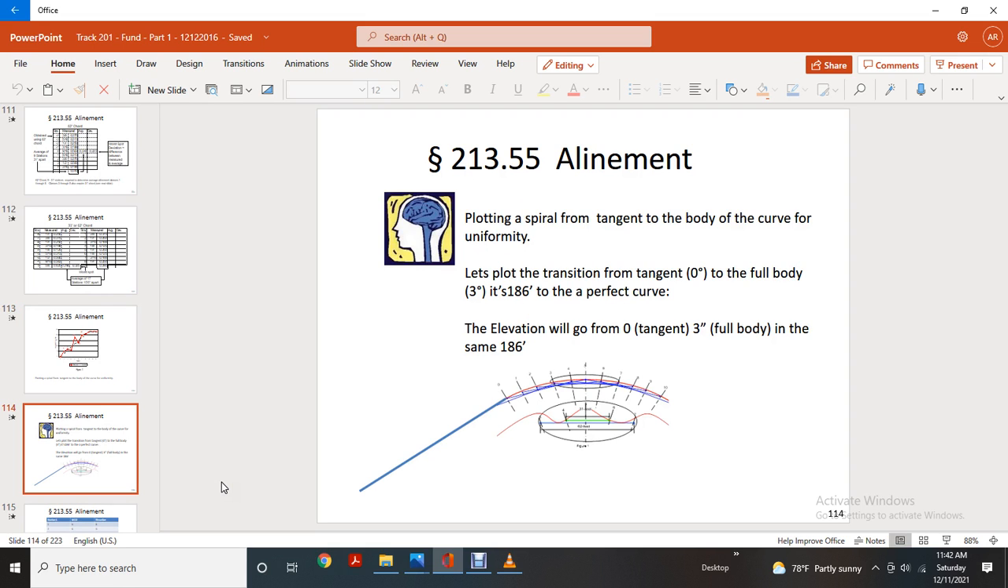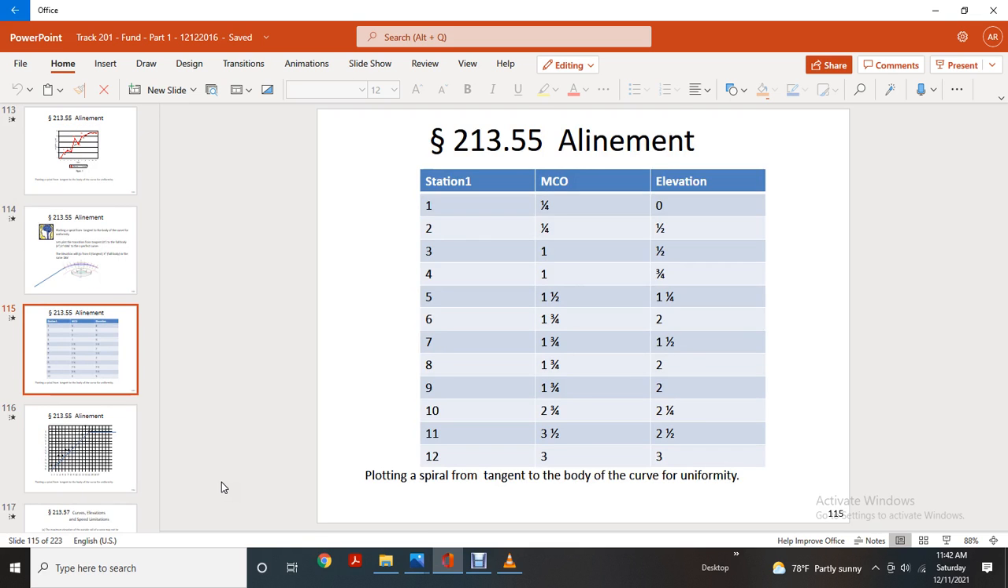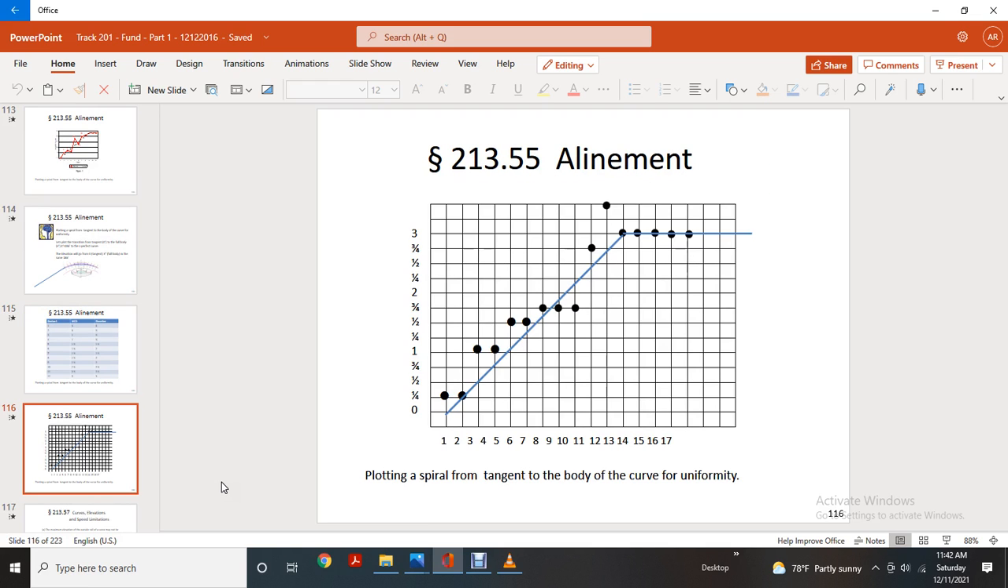Alignment plotting a spiral, tangent, body of the curve for uniformity. The plot goes from the tangent at 0 feet to the full body of a 3-degree curve at 186 feet, with its perfect curve. The elevation will go from 0 at the tangent to 3 inches at the full body, in the same 186 feet. Alignment station, MCO and elevation plotting a spiral, tangent, body of the curve for uniformity.